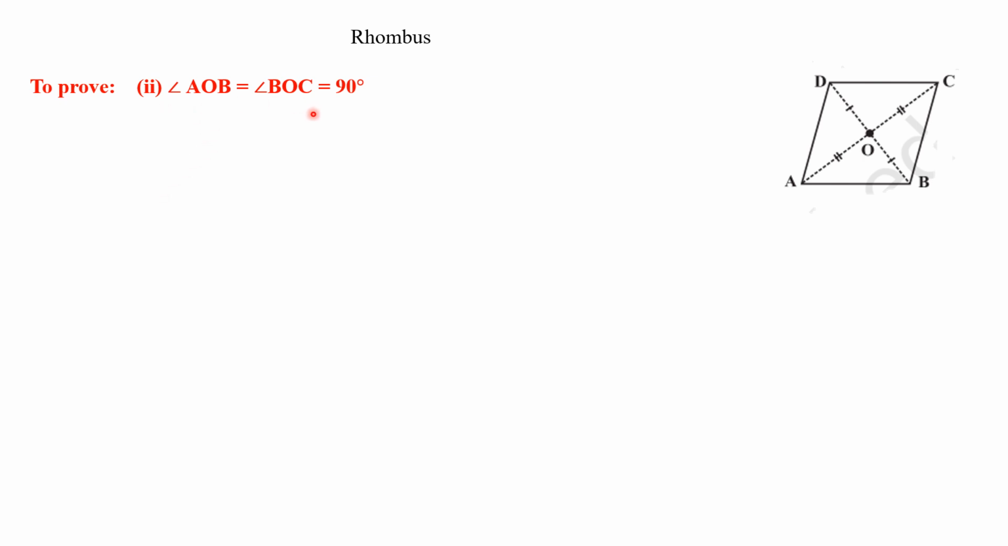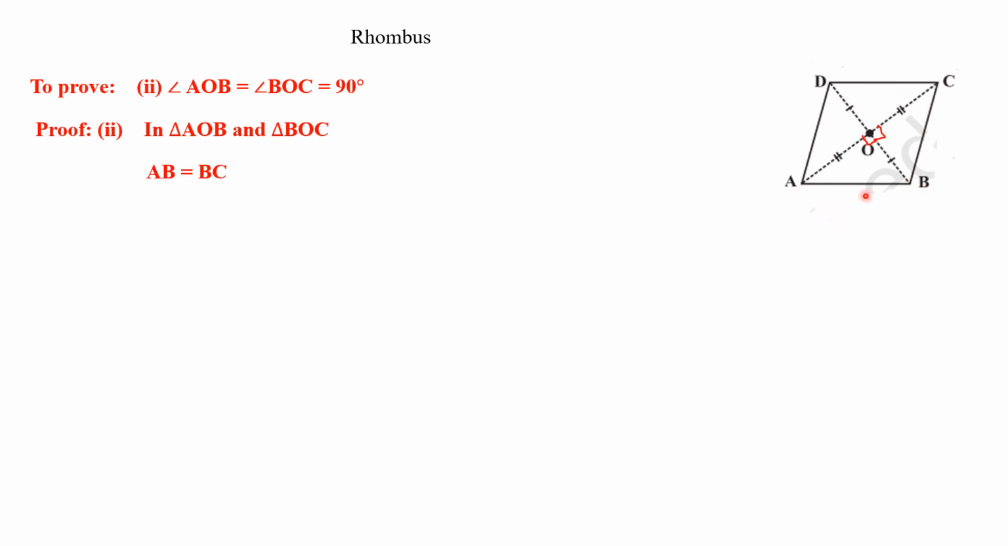So in the second part, I have to show that angle AOB and angle BOC are forming 90 degrees. Okay, I'm going to show these two are forming 90 degrees. Now to show that, again I am going to take two triangles, triangle AOB and triangle BOC.